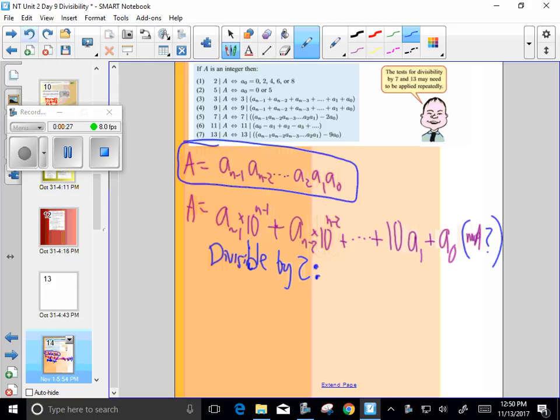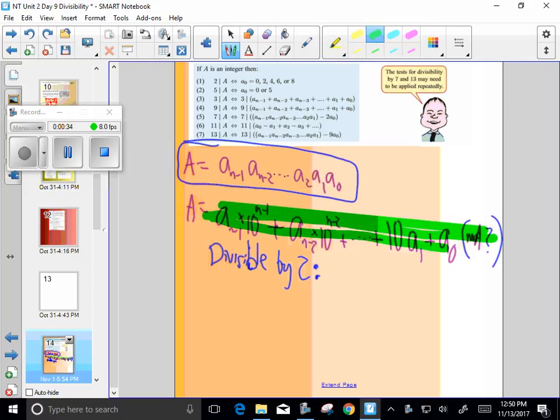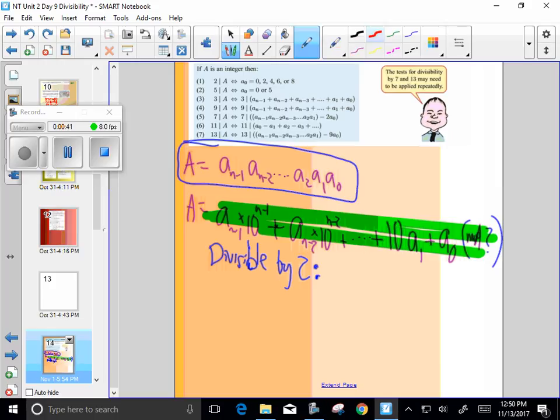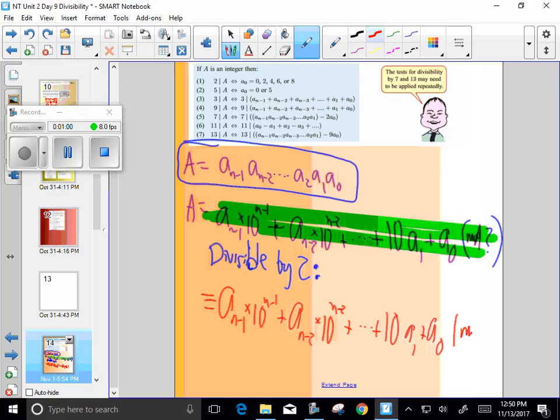So we're going to look at divisibility by 2. All we're going to do is take this thing here, and everybody write this down, because you're going to be impressed. There's a little bit of a wow factor here. We're going to look at what a of n minus 1 times 10 to the n minus 1 plus a of n minus 2 times 10 to the n minus 2 plus ... plus 10 a1 plus a0 is mod 2.